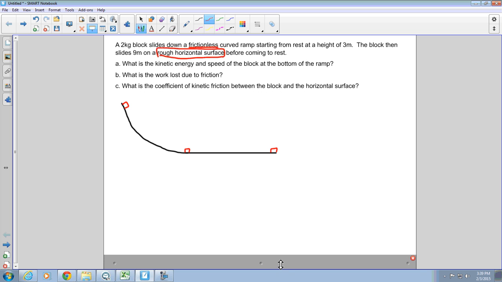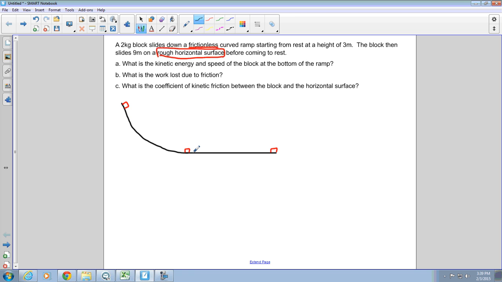So we have a picture drawn here of the curved frictionless ramp. So this part is frictionless. And then this part here is the rough part. Okay, so drawing it in as if it's the rough surface, so we can distinguish between the two. Frictionless, rough surface. And we need to figure out what the speed is at the bottom of the ramp and the kinetic energy at the bottom of the ramp.